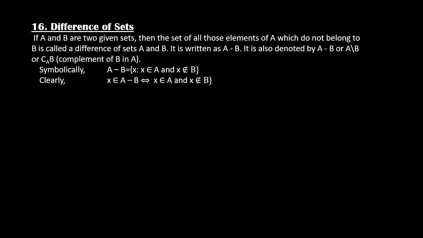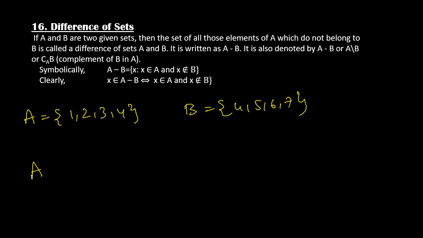Now let us move on to the difference of sets. Okay, what is meant by difference of two sets? Let me take set A, which is 1 2 3 4, and let me take set B, which is 4 5 6 7. Let us assume. What is the meaning of A minus B? You can see the definition here. You need to take the set of all those elements of A which do not belong to B.